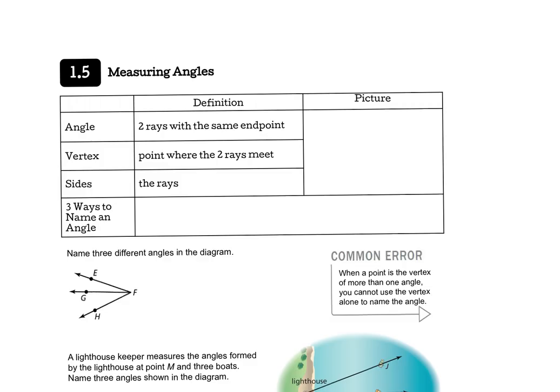Is it an acute angle? Is it an obtuse angle? That kind of thing. All right, so what makes up an angle? Well, an angle is made up of two rays that share the same endpoint.